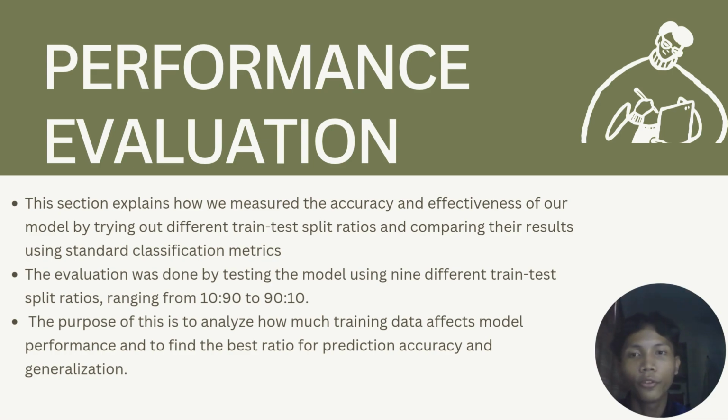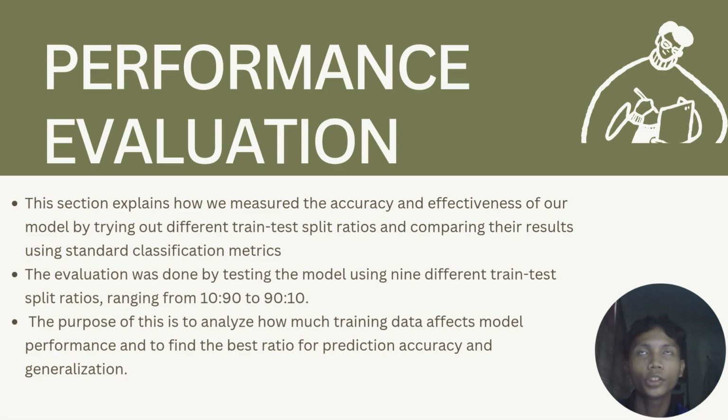Which was stated before. The accuracy tells us the overall percentage of the correct predictions from the model, and precision tells us how many of the customers the model predicted would buy a bike were actually correct, and recall checks how many of the actual bike buyers were successfully identified by the model.